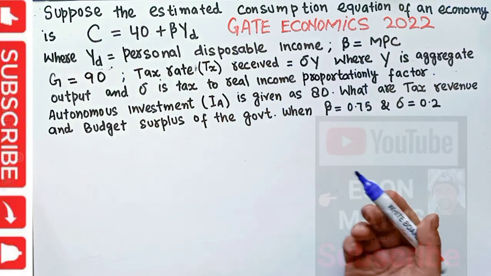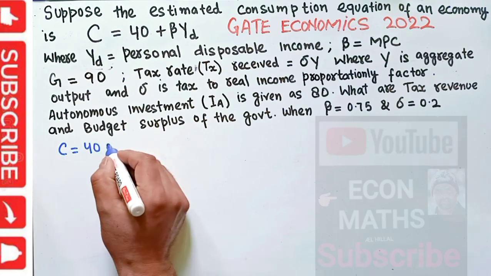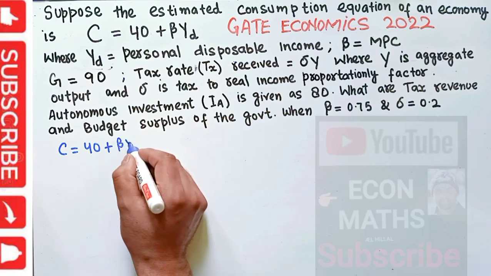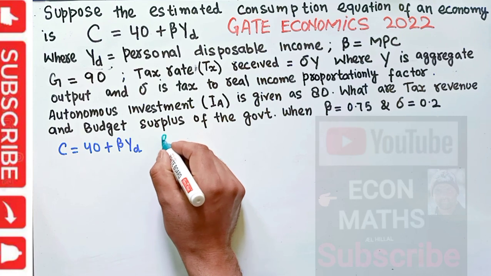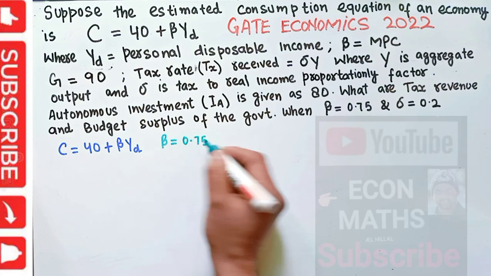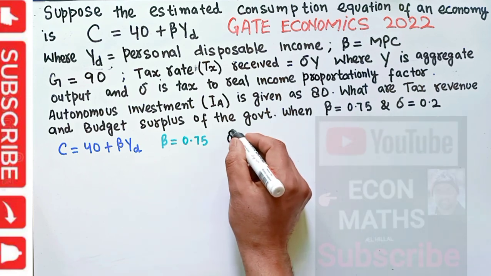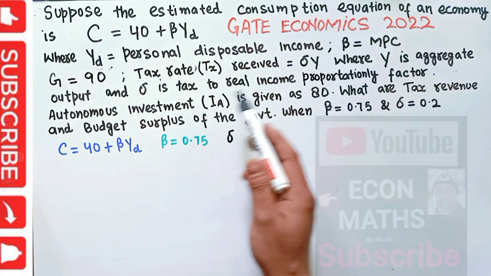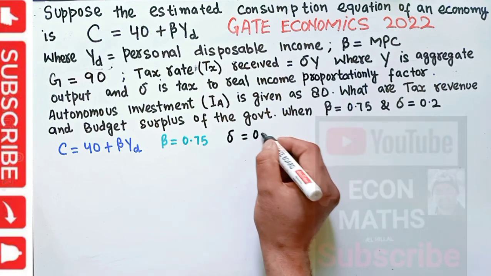Now let us write it. What we are being given: the consumption function is C is equal to 40 plus beta Y subscript D. Now we are also being given that the value of beta, which is MPC, is 0.75. Also we are being given delta, which is simply the tax to real income proportionality factor. That means it is our marginal tax rate, which is given as 0.2.